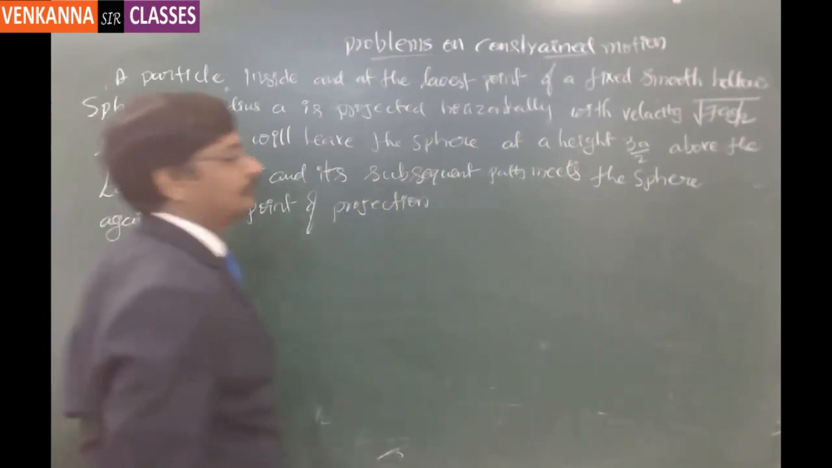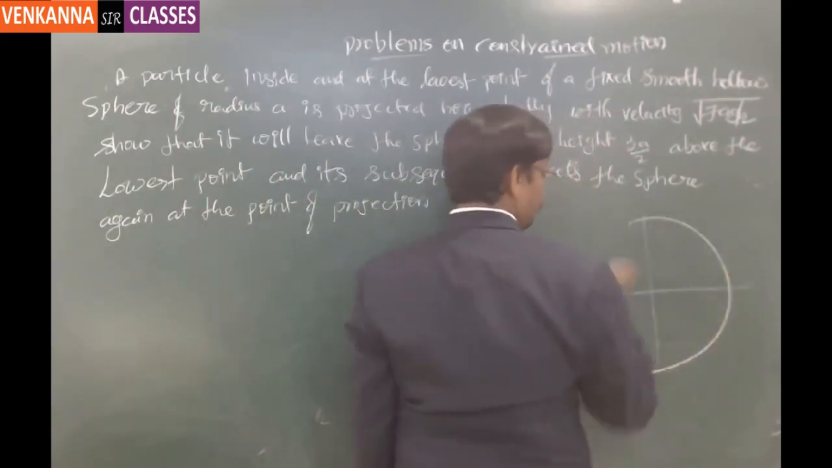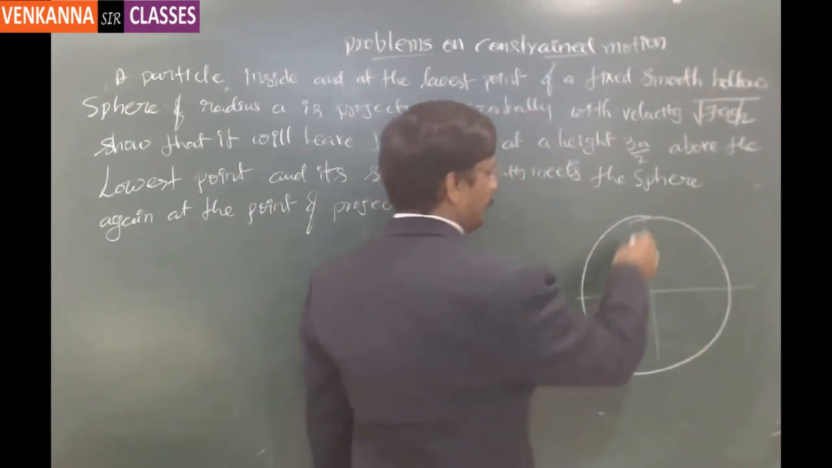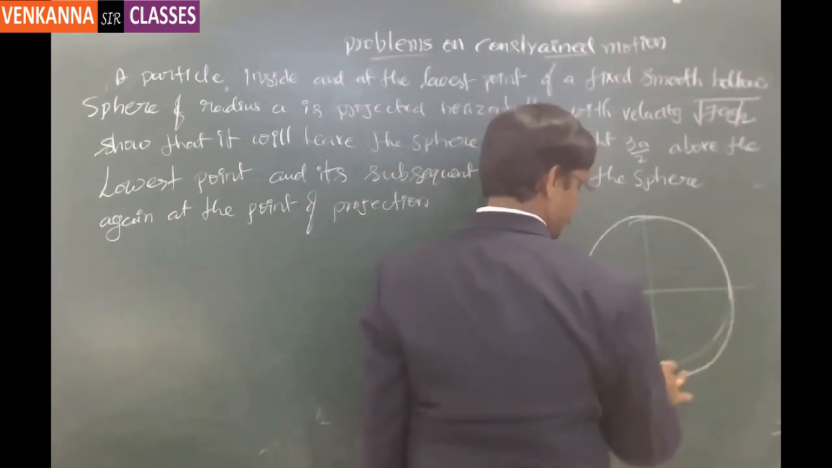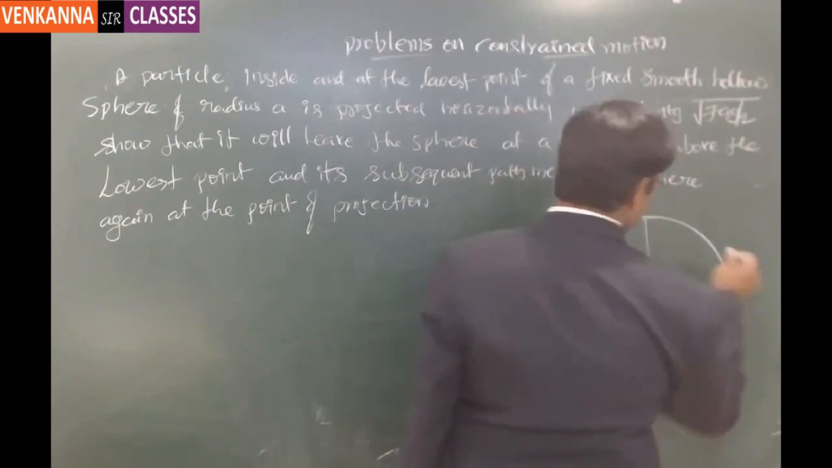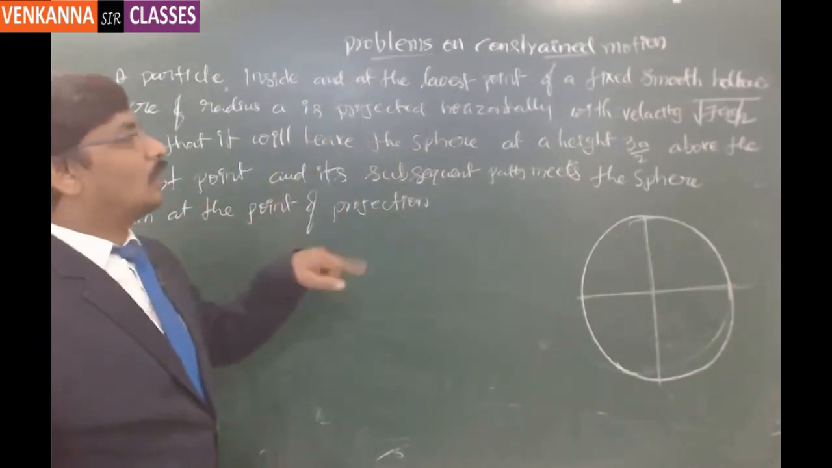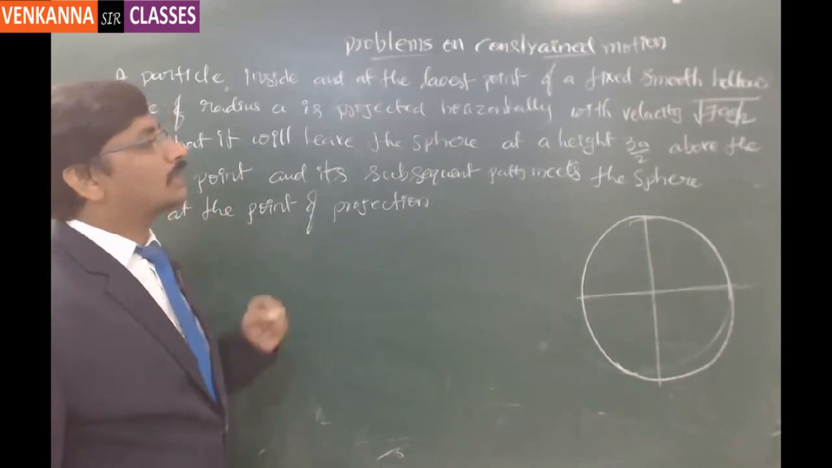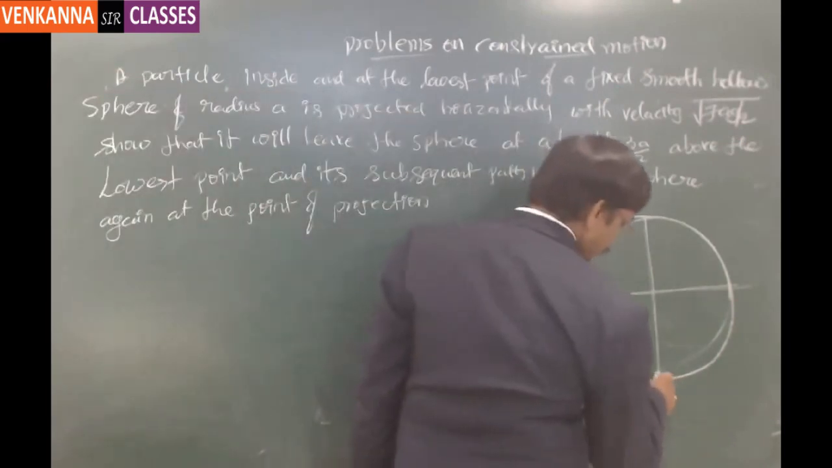So here, see this, what happens is, this is a sphere. Now, a particle inside at the lowest point of a fixed smooth hollow sphere of radius a is projected horizontally with velocity square root of 7ag. That means the particle is here.